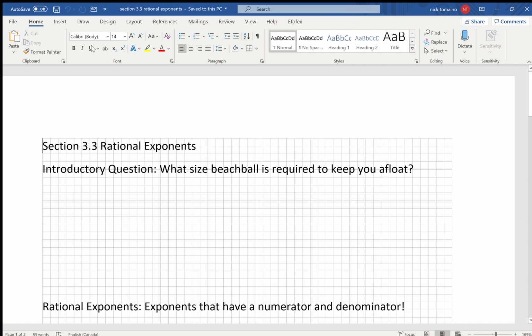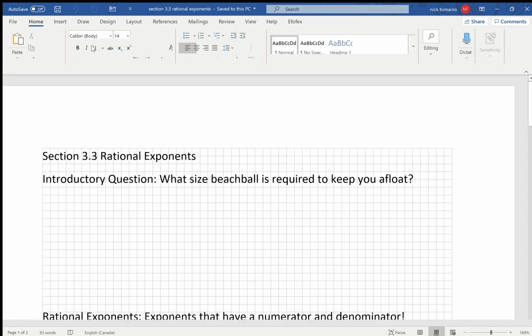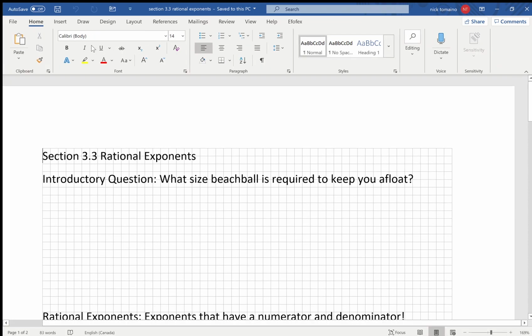Okay, good morning everyone. Today we are doing section 3.3, which involves rational exponents. So remember, a rational exponent would mean an exponent with a numerator and a denominator. So we're going to start off with an introductory question. What size beach ball is required to keep you afloat?